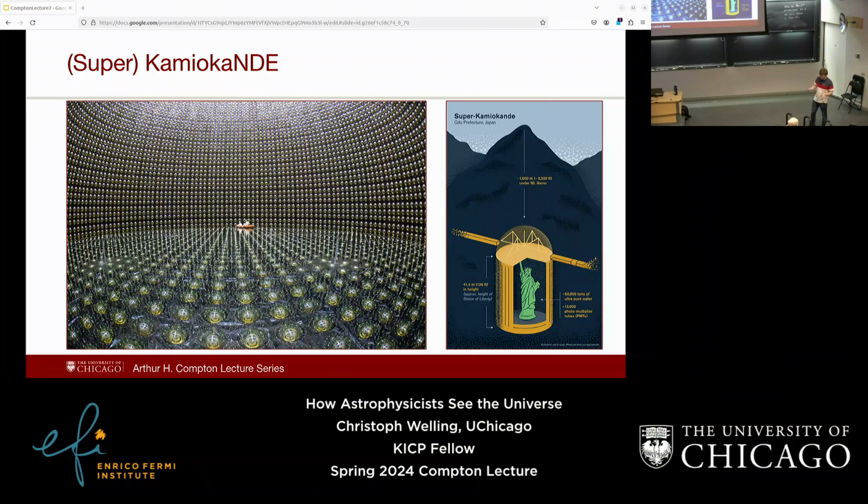And there was a detector that could detect these. That was called Kamiokande, which stands for the Kamioka Nuclear Decay Experiment. It was later upgraded to Super-Kamiokande. And for some reason, I couldn't find any pictures of the original Kamiokande. They don't put these online. I don't know why. And the reason it was built actually didn't have anything to do with neutrinos.